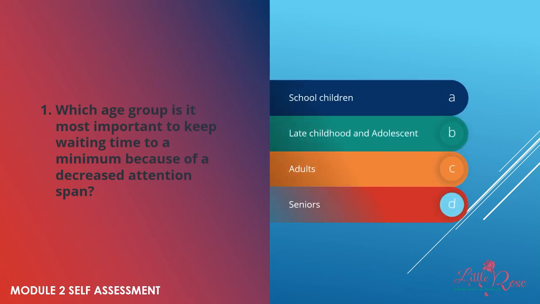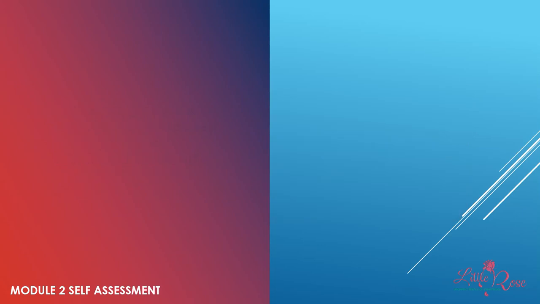Module 2 Self-Assessment. Question 1. Which age group is it most important to keep waiting time to a minimum because of a decreased attention span? School children, option A. Late childhood and adolescent, option B. Adults, option C. Seniors, option D. Question number 2.